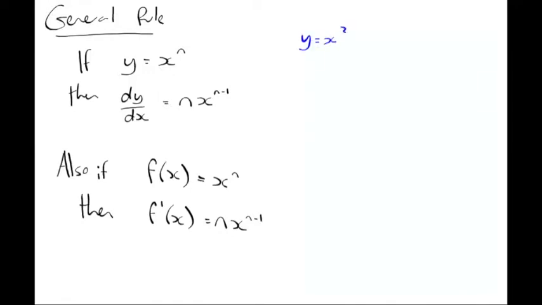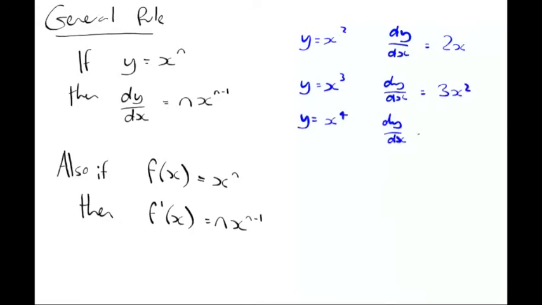Looking at some of these, for x squared, dy by dx is 2x. For x cubed, dy by dx is 3x squared. For y equals x to the 4, dy by dx equals 4x cubed. For y equals x to the 10, dy by dx equals 10x to the 9.